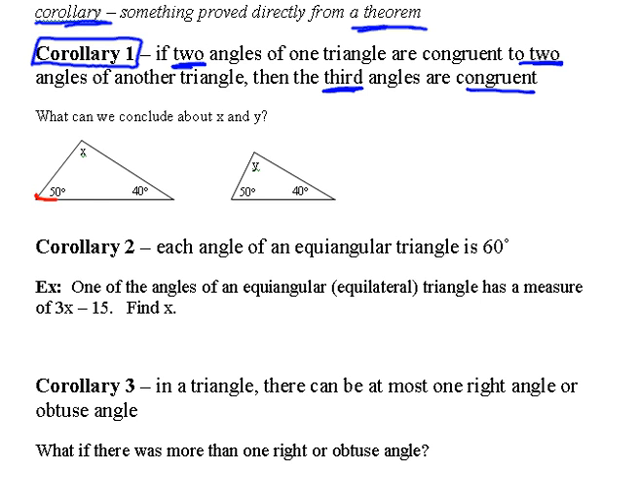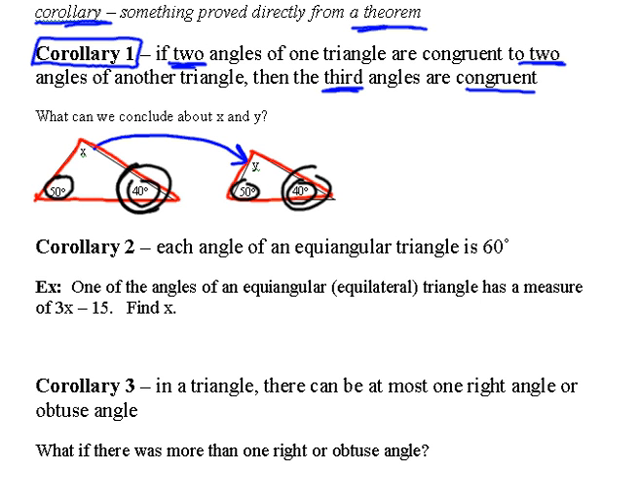What that means is, if I have two triangles right here, notice they're different sizes, but the angles, this is a 50, and that's 50. This is a 40, and that's a 40. Since those angles are congruent, then we can conclude that the last angles, x and y, are equal.